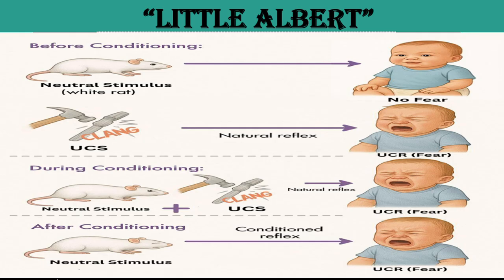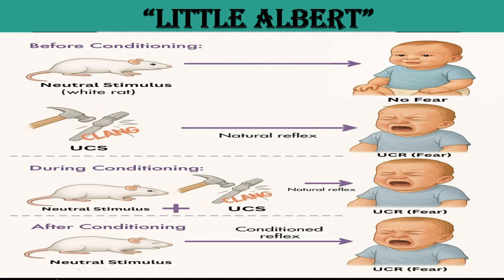The experiment proceeded by pairing the neutral stimulus with an unconditioned stimulus, or US, a loud noise created by striking a steel bar with a hammer. The loud noise naturally caused a startle and fear response in Albert, making the noise the unconditioned stimulus, and his fear reaction was the unconditioned response.